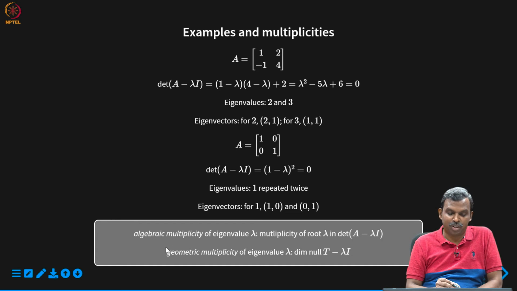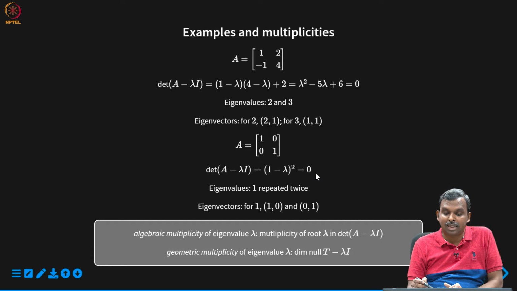Let me give you a general definition. There are 2 types of multiplicities associated with a particular eigenvalue lambda. One is what is called algebraic multiplicity. This is how many times lambda appears as a root in the polynomial determinant of A minus lambda I. Another multiplicity associated with an eigenvalue lambda is the geometric multiplicity. That is basically you have the null space of T minus lambda I, which is the subspace of all eigenvectors. The dimension of that is called the geometric multiplicity.